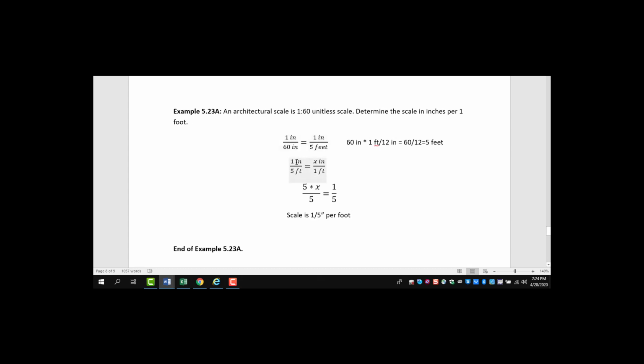Okay, so there's the setup. 1 inch to 5 feet is X inches to 1 foot. Cross multiply, and then divide, and I get 1/5. You don't have to change that into 0.2. It's just the scale is 1/5 of an inch, because it was X inches that I was solving for. 1/5 of an inch per foot. A lot of times architects will use this, so if you're looking at plans for something, it's scaled that way.